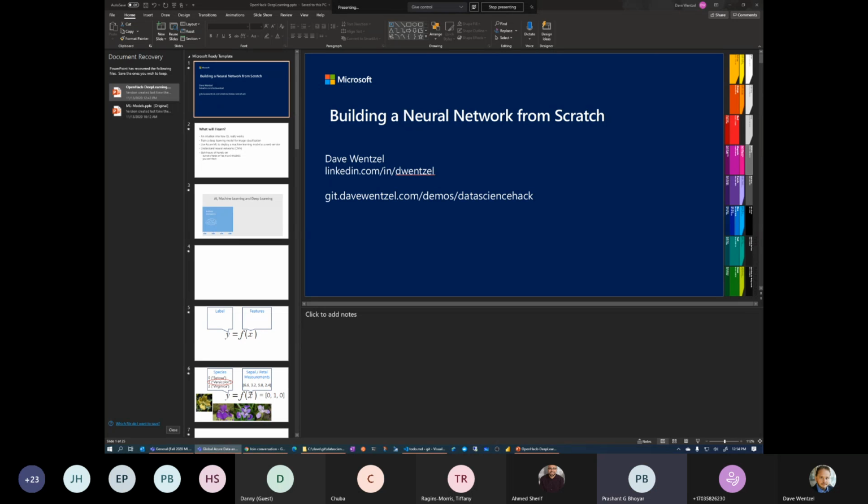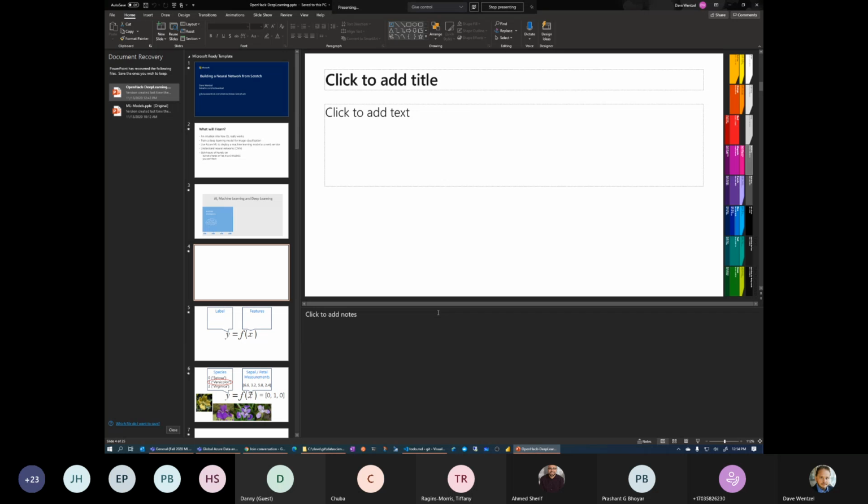We do see there are a couple of questions that just came in. The first question is from Ajay, and he's asking, for transfer learning, do we have to create our own dataset and train the model all over again? Right. So you do not. You need to have your own data.